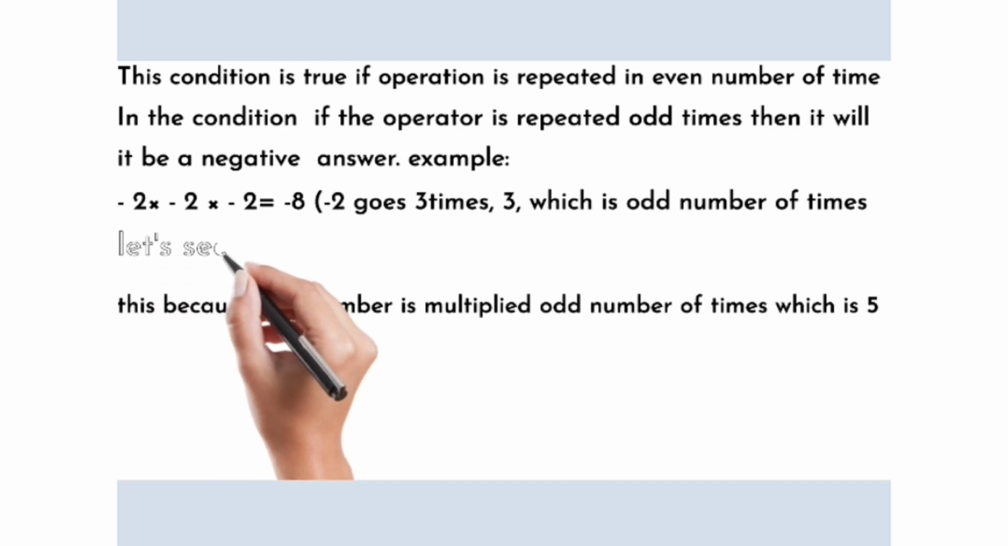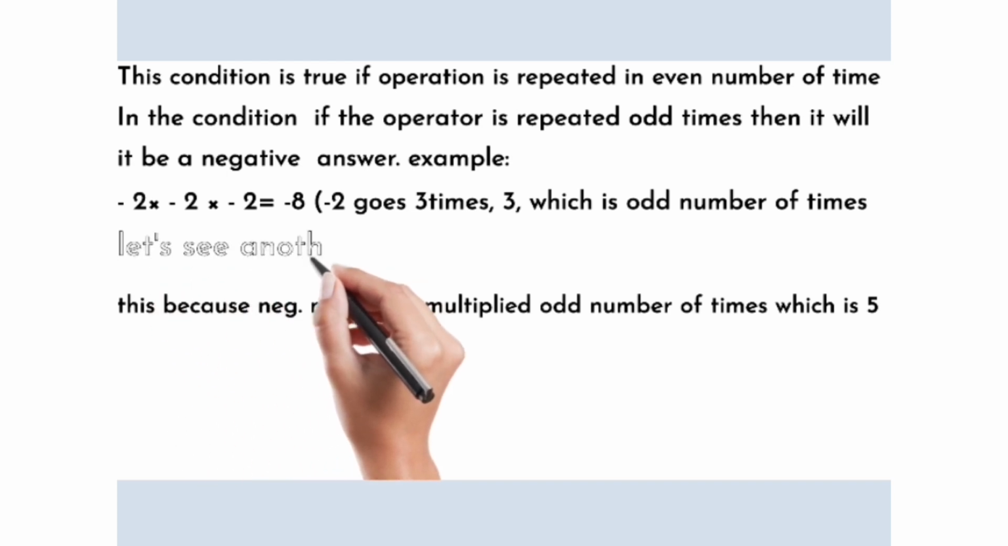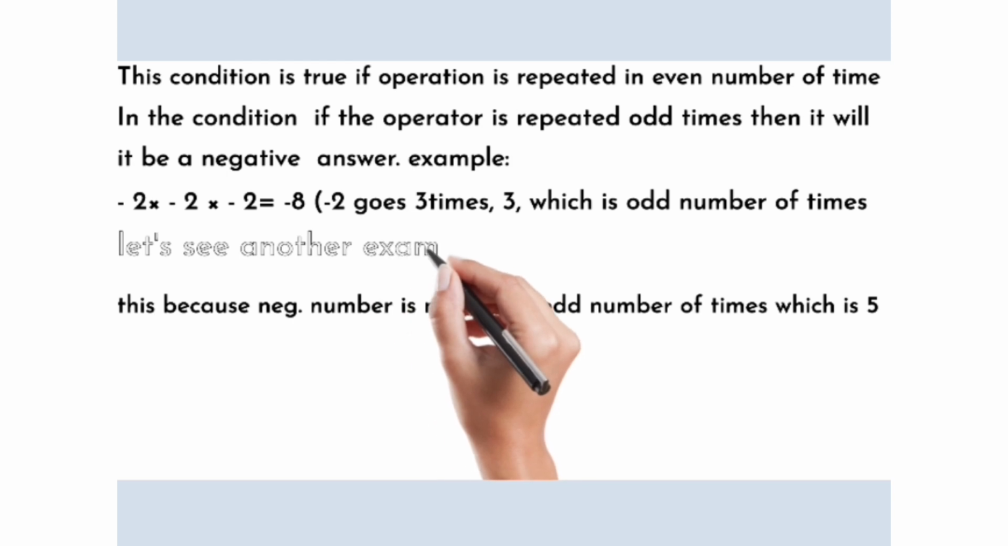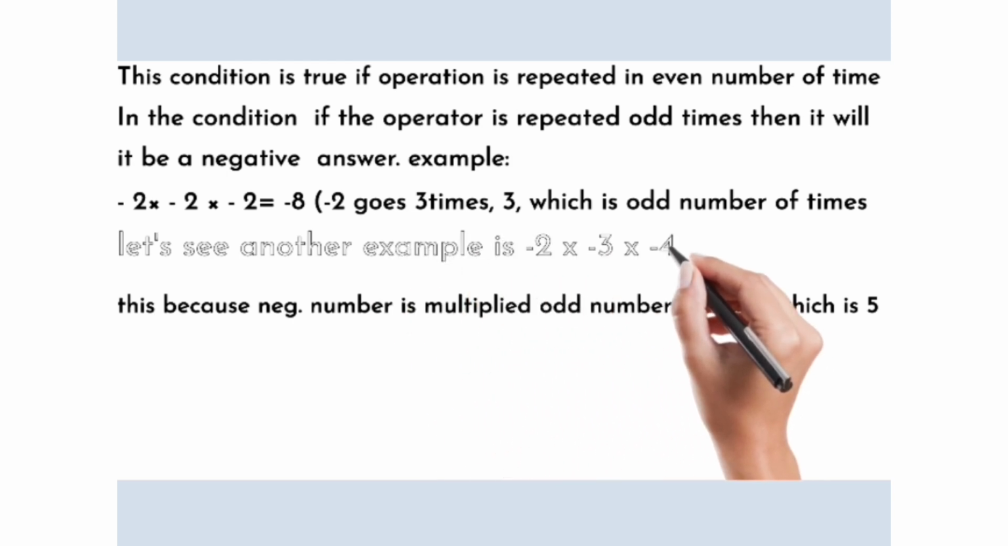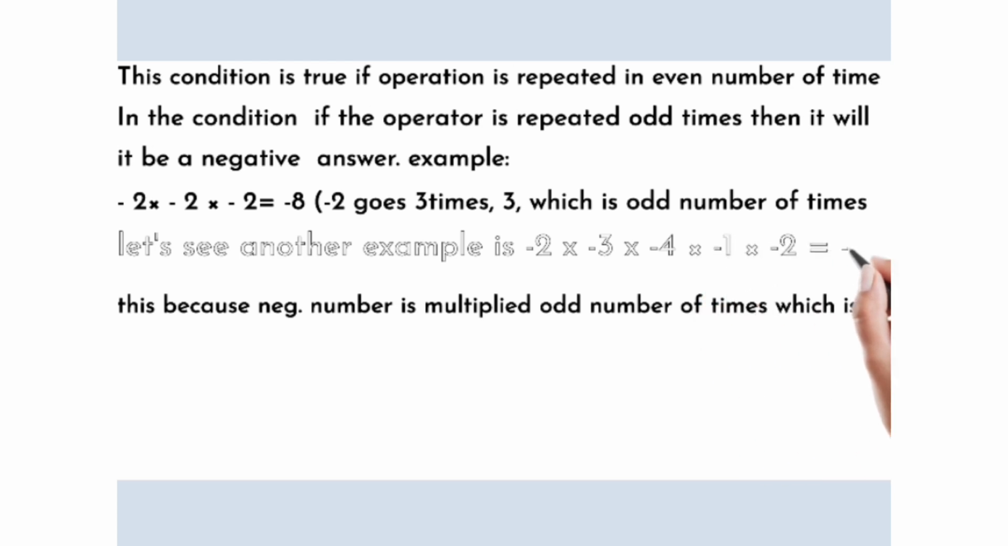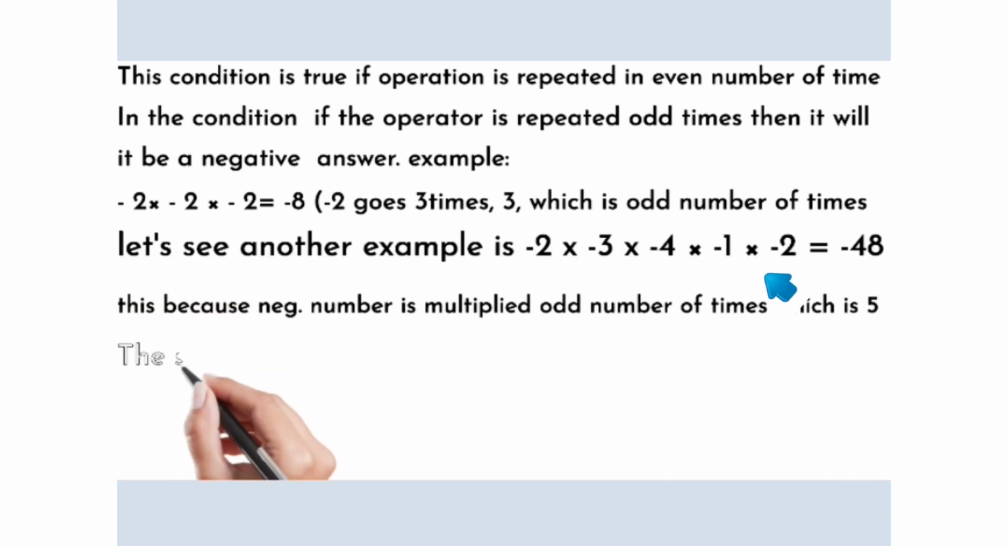Let's see another example. You have minus 2 times minus 3 times minus 4 times minus 1 times minus 2. This operation is repeated 5 times. That is, the negative is repeated 5 times, so the answer will be minus 48.